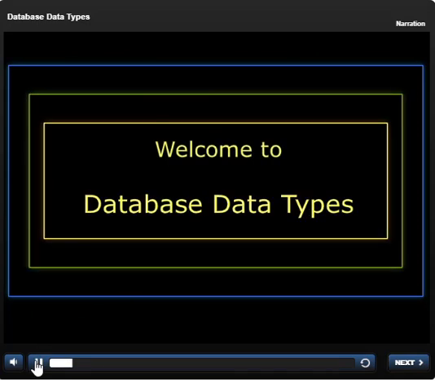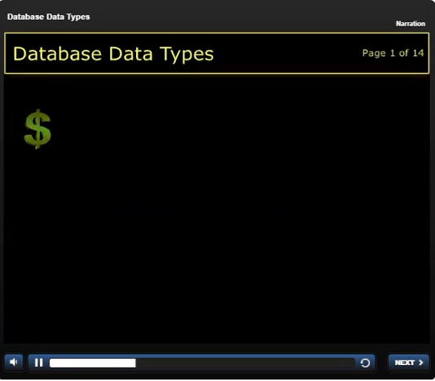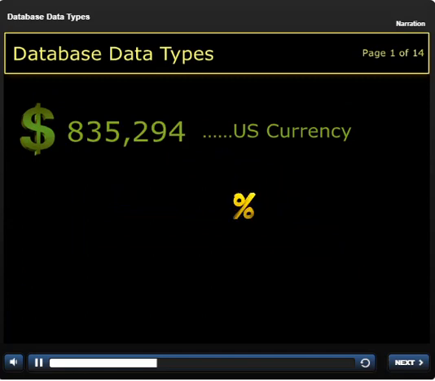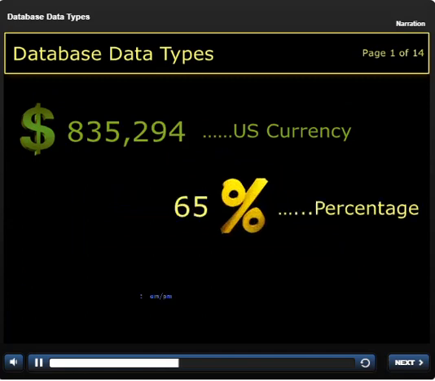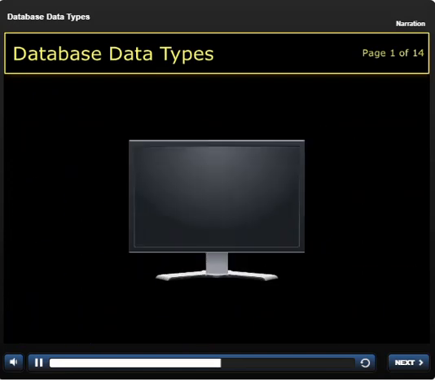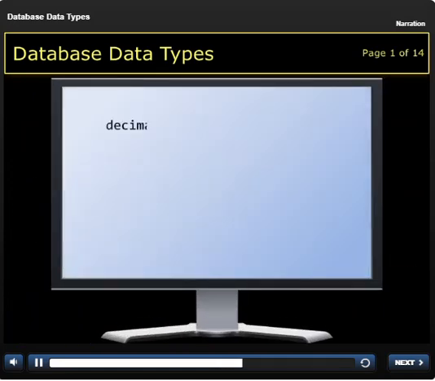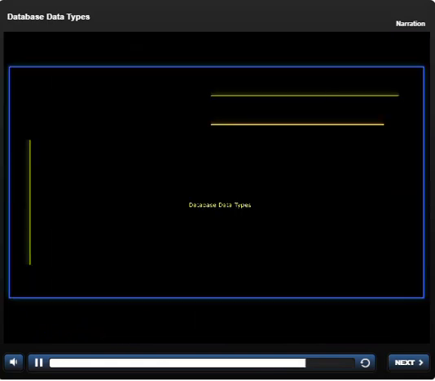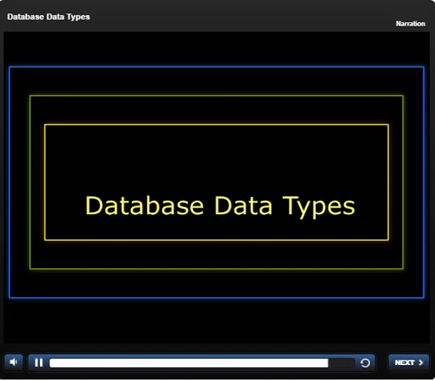Welcome to Database Data Types. Just like people distinguish different types of data by a corresponding symbol, a $ for U.S. currency, a percentage sign for percentage numbers, and a colon and AM, PM for time, computers use different types of internal code to distinguish between different types of computer data. In this learning object, you'll understand how programmers use data categories to identify different types of data.